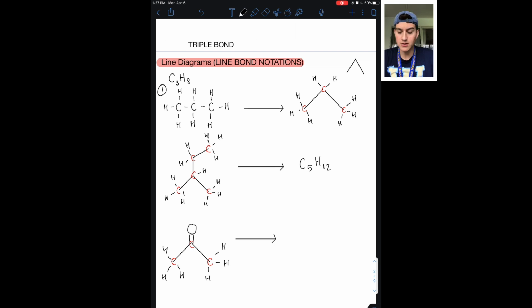So then that's our chemical formula. So this example has 3 carbons, it has 6 hydrogens, and 1 oxygen. So that's how you write the chemical formula.